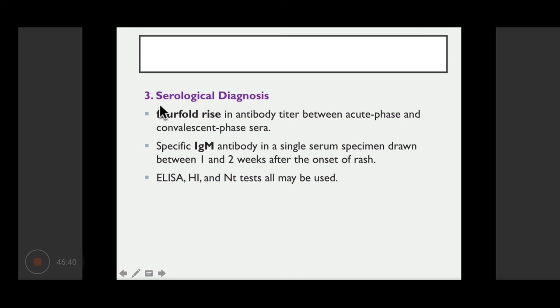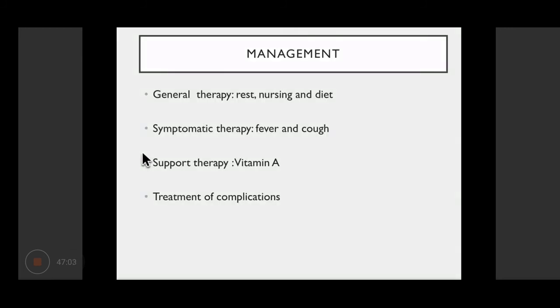Apart from that, serological diagnosis, in which we perform ELISA or some other similar tests like hemagglutination inhibition or neutralization test, can be done to detect a four-fold rise in antibody titer between two samples collected subsequently, or demonstrate presence of IgM, which would indicate recent infection.